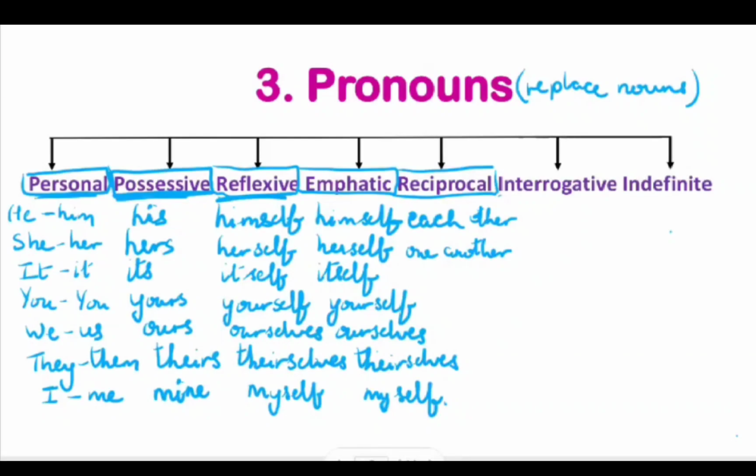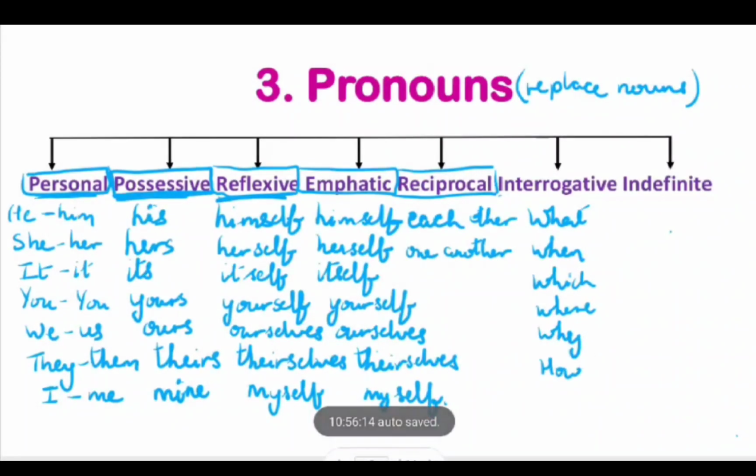Okay, so all question words like what, when, which, where, why, how, etc. Okay, check for the placement. Lying next to the noun, it is an adjective. Lying far apart, it will be termed as a pronoun.